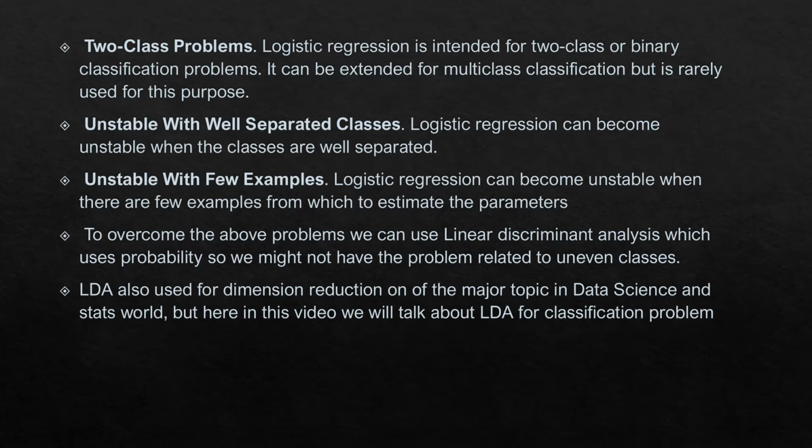Only then, when you talk about logistic regression, can it find the best parameters. The parameters for logistic regression are nothing but your slope, constant, or beta, error, etc. So it obviously needs a good amount of data. To overcome the above problem, we can use the linear discriminant analysis algorithm, which uses probability. So we might not have a problem related to uneven classes or a low number of records.